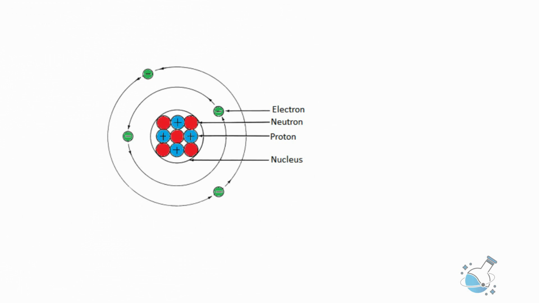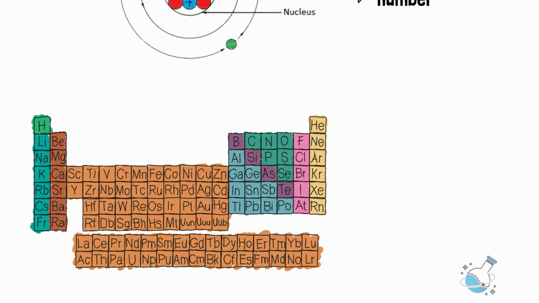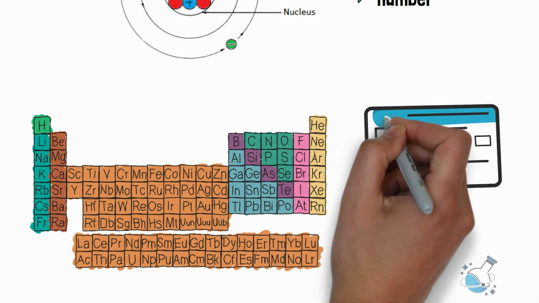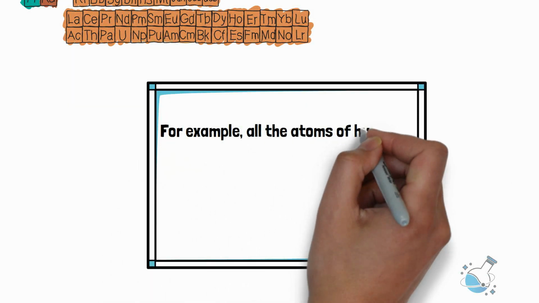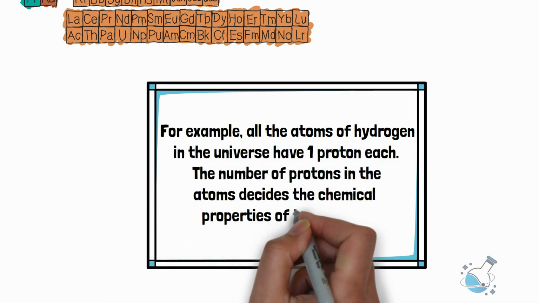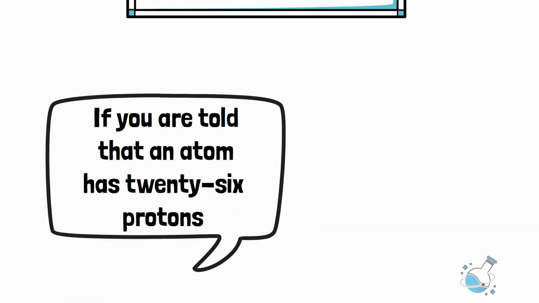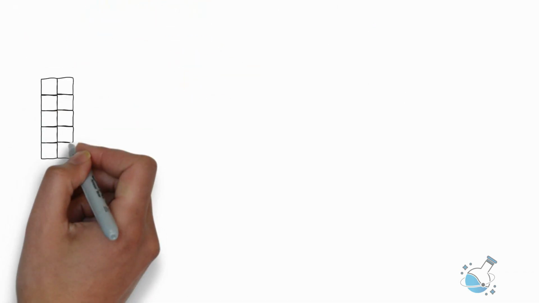The number of protons in the nucleus of an atom is called the atomic number. The atomic number indicates of which element the atom is. You can think of it as some sort of identification number assigned to different groups. For example, all the atoms of hydrogen in the universe have 1 proton each. The number of protons in the atoms decides the chemical properties of the element. If you are told that an atom has 26 protons, what element would it be? Of course, it is iron.